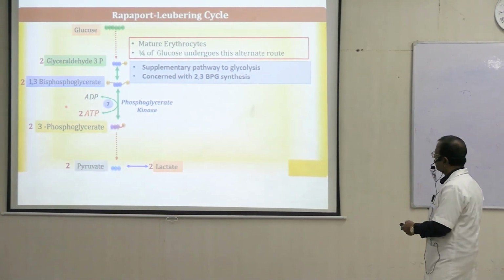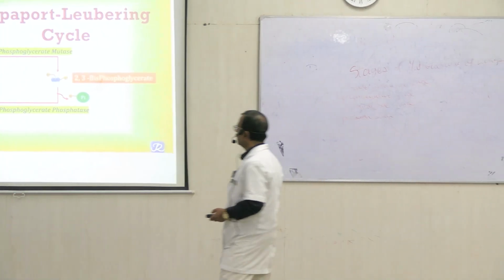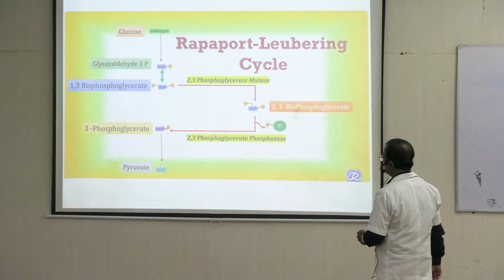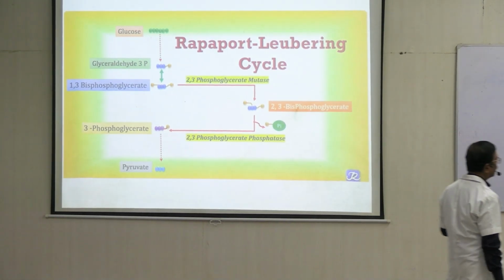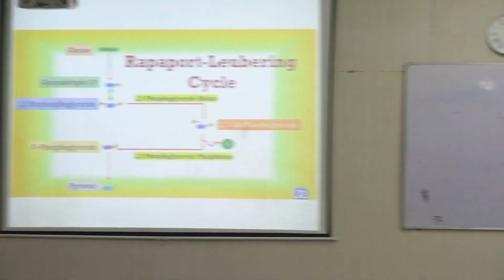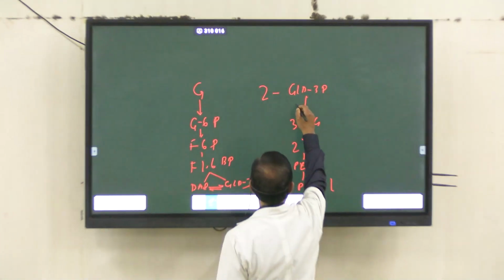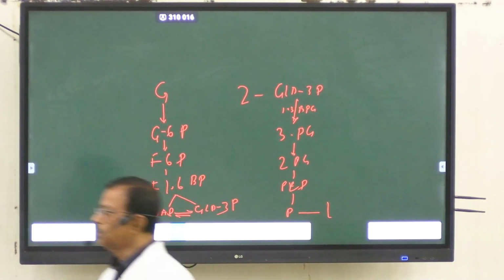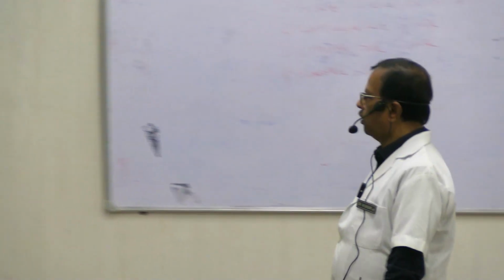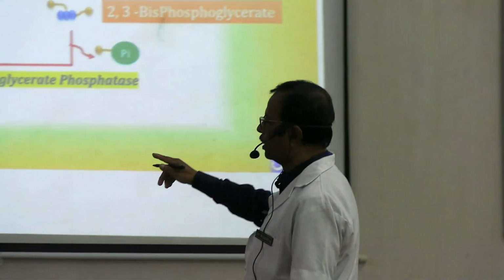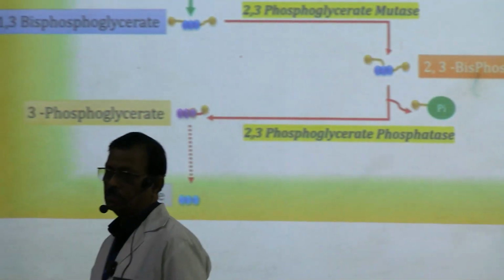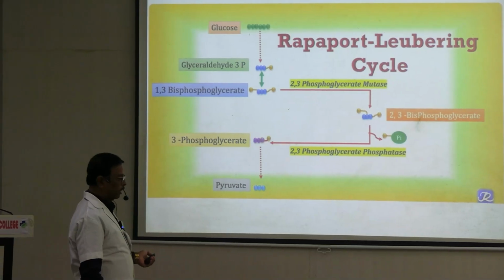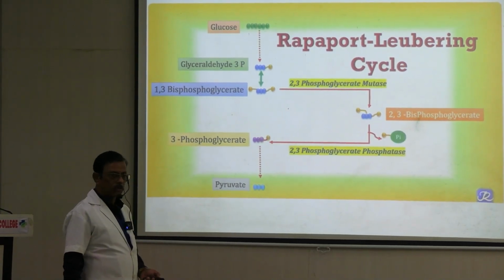So here you see glyceraldehyde 3-phosphate is converted to 1,3-bisphosphoglycerate. One step is here, 1,3-bisphosphoglycerate. So 1,3-bisphosphoglycerate is converted into 3-phosphoglycerate in glycolysis. But in the case of the Rapoport-Luebering cycle, this step is not taking place. It is taking another pathway.